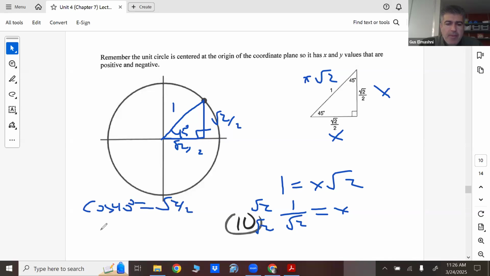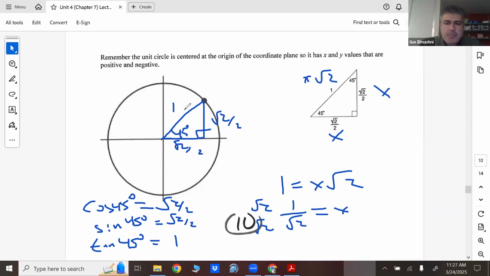The sine of 45 degrees is also root 2 over 2. Let me erase that, it looks a little messy. And the tangent will just be 1, because you're comparing two sides that are identical. You're dividing two sides that are the same thing.